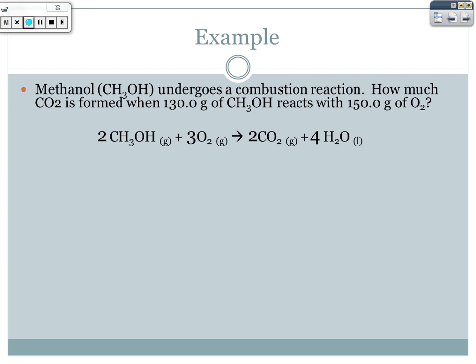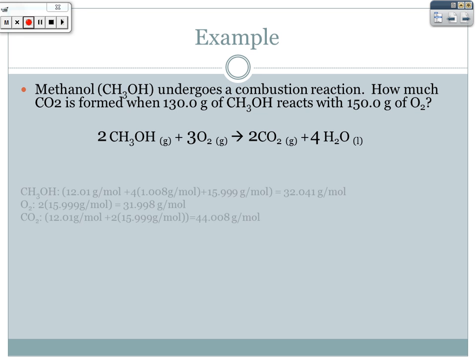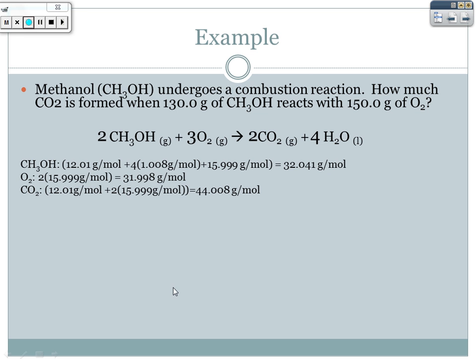Now, the second step is to calculate the molecular weight or the molar mass of all the substances involved. Here we're looking at how much CO2 is formed, so we're going to need the molar mass of methanol, oxygen, and CO2. The molecular weight of methanol is as follows: a carbon atom plus 4 hydrogen atoms plus 1 oxygen atom is 32.041 grams per mole. For O2, it's just 2 oxygen atoms, so 31.998 grams per mole. And CO2 is a carbon plus 2 oxygens, which is 44.08 grams per mole.